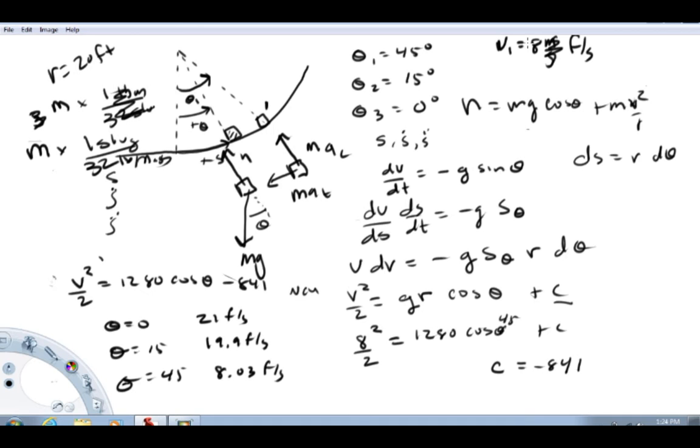So the rest of this, I'll let you finish. I'm not going to bother with this. But to finish this off, I believe the question asked for the normal force at various locations. Well, we now know the speed here at theta equals 0, so we can come over here now, input that speed right here, solve for the normal. If we want the normal at 15 degrees, we just use 19.9 feet per second here, solve for the normal and so forth.